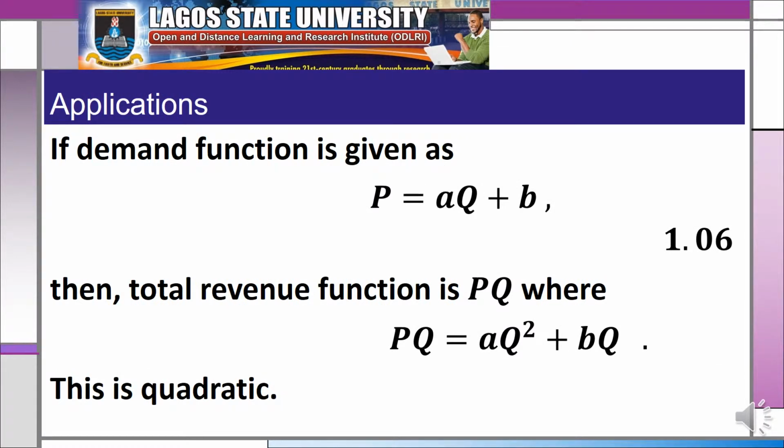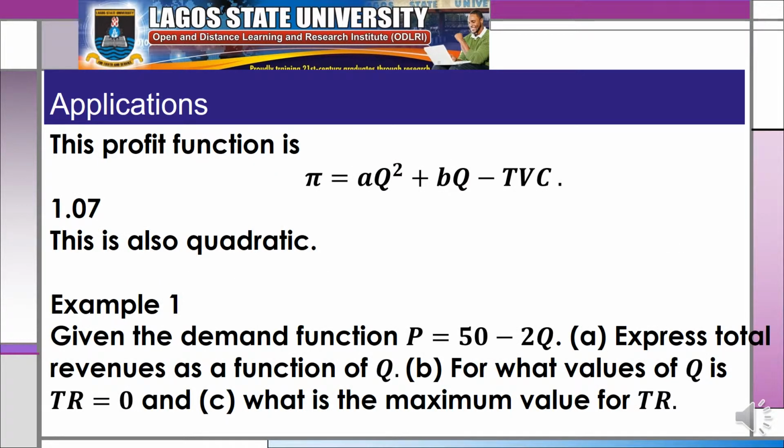The demand function is given as P equals AQ plus B. Then the total revenue, which is PQ, is quadratic. The profit function pi will now be the difference between the total revenue and the total variable cost, which is written in expression 1.07. This is also quadratic.